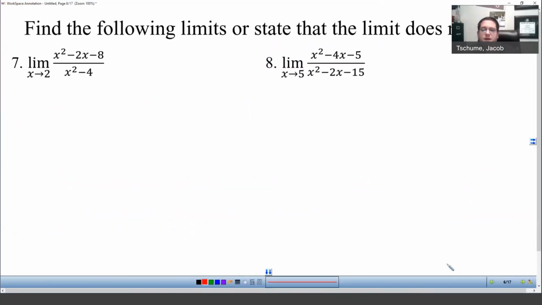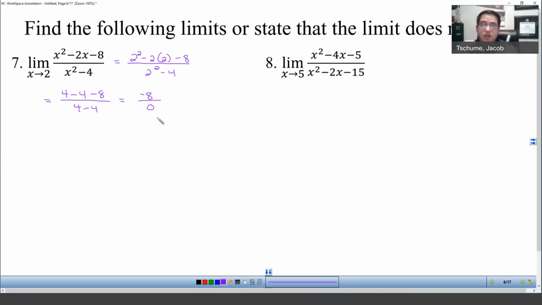So let's look at number 7 and number 8 here. I want you to find the following limits. Number 7 says the limit as x approaches 2 of x squared minus 2x minus 8 over x squared minus 4. If you try to plug 2 into this problem, you would get 2 squared minus 2 times 2 minus 8 over 2 squared minus 4, which is equal to 4 minus 4 minus 8 over 4 minus 4, which is going to be negative 8 divided by 0.